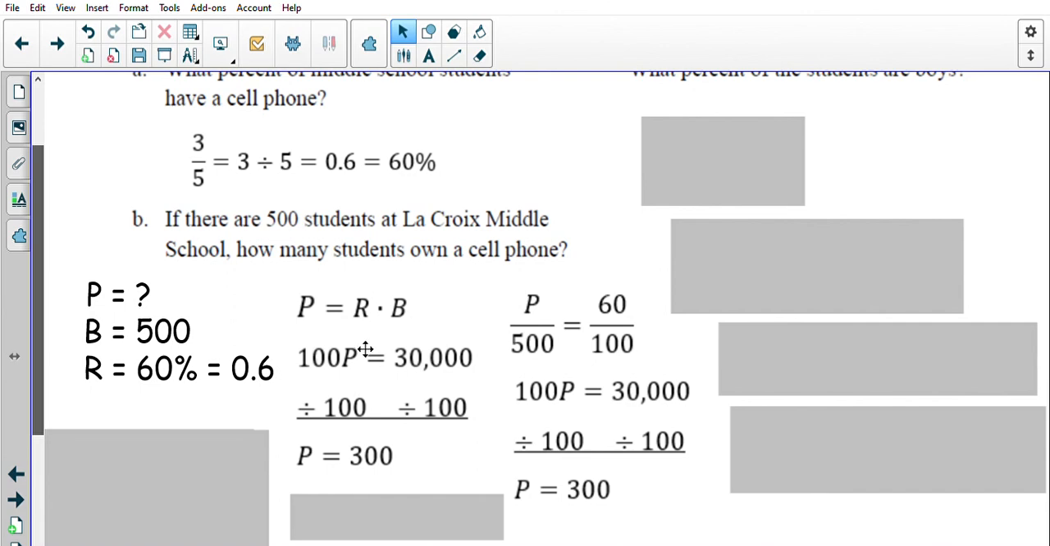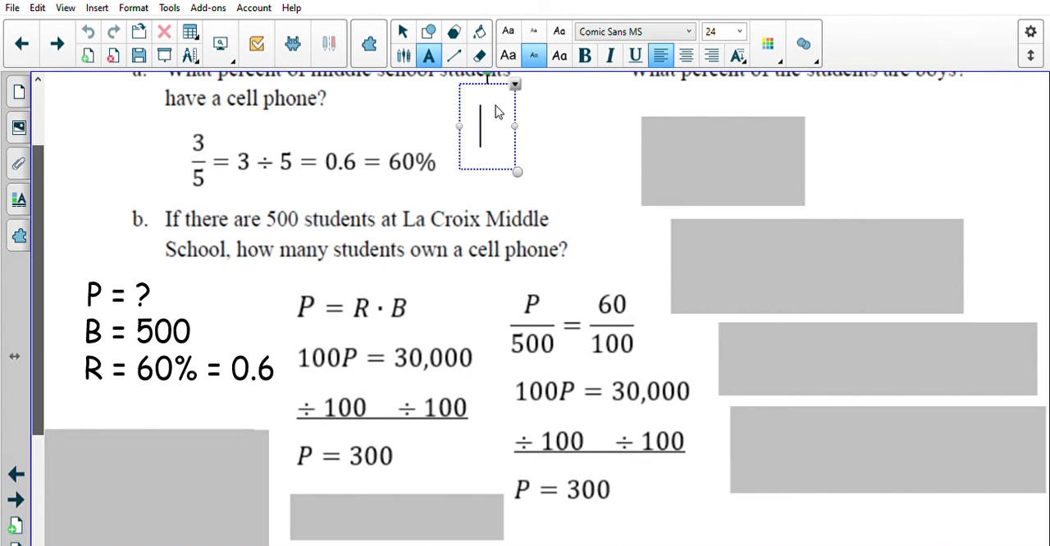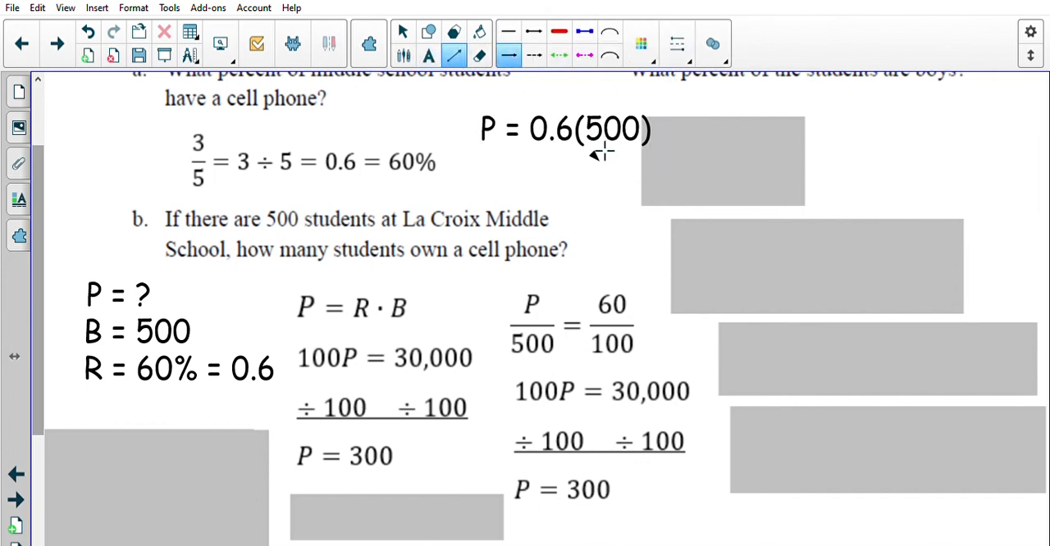Let me fix that. That's weird. Just noticed that. I'm not going to restart the video at this point. It's already been crazy enough. So P equals R times B will be P equals R, which is 0.6, times B, which is 500. So we need to take 0.6 times 500, which will get us 300. I just wanted to confirm.